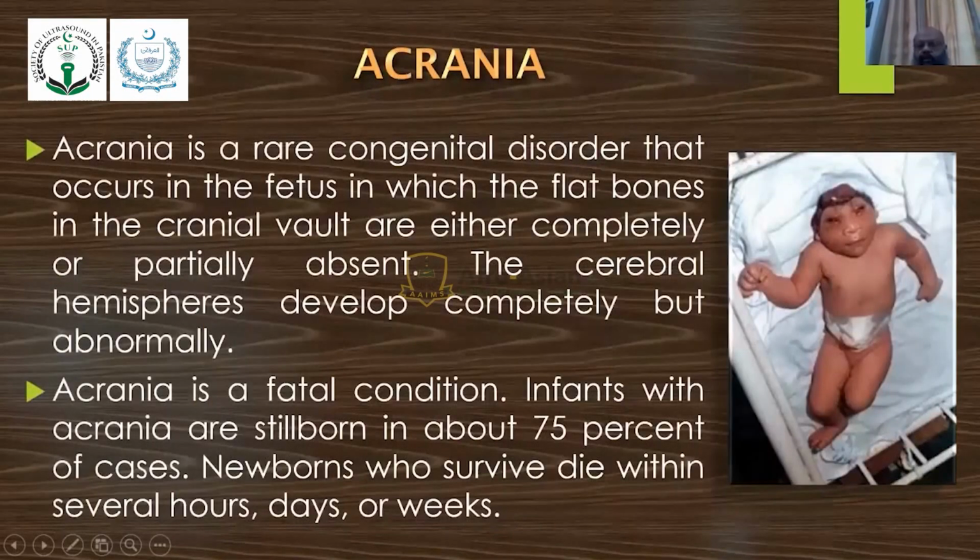Second is acrania. Acrania is a rare congenital disorder, whereas anencephaly is most common. It occurs in fetuses in which the flat bones in the cranial vault are either completely or partially absent. The cerebral hemispheres develop completely but abnormally. Acrania is a fetal condition. Infants with acrania are stillborn in about 75% of cases. Newborns who survive die within several hours, days, or weeks.